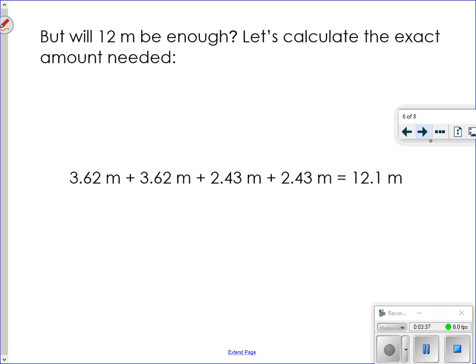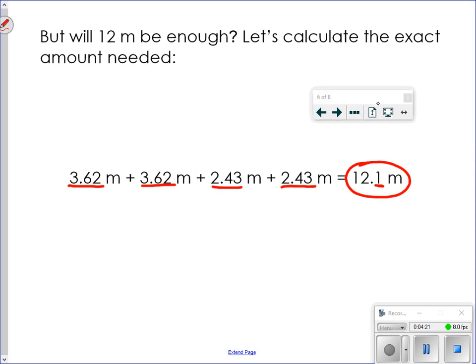Let's calculate the exact amount needed. Well, if instead of estimating, instead of rounding those numbers, I actually calculated the exact perimeter of this room, I get that the perimeter is actually 12.1 meters. So if I've only bought 12 meters of quarter round, that won't be quite enough. I would actually need to buy a 5th 3-meter section of quarter round, wouldn't I? To make sure that I have enough for 12 and 1/10 of a meter. 1/10 of a meter is 10 centimeters, right? 10 centimeters more than 12 meters.